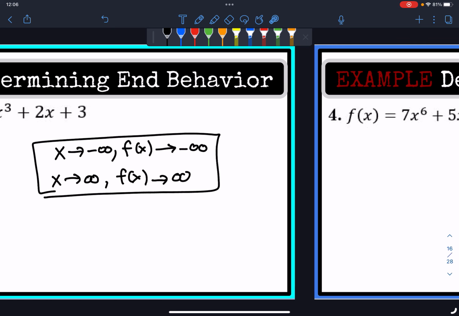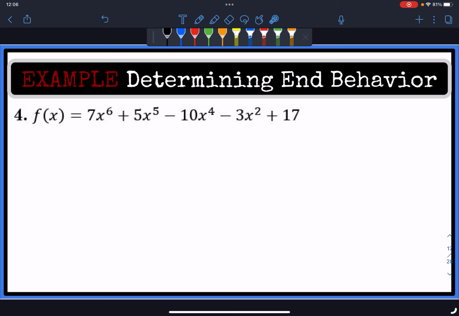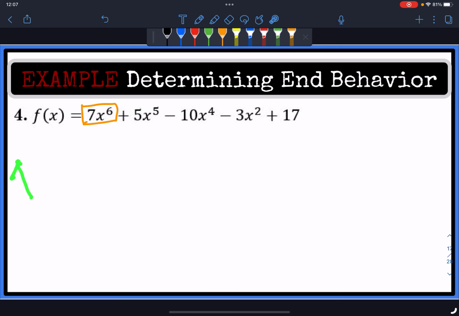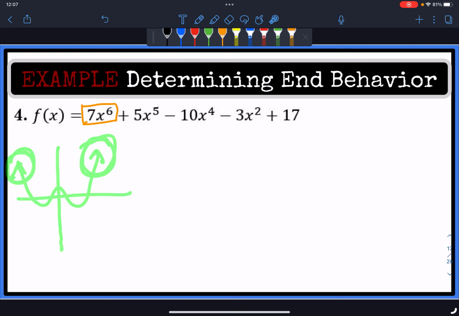Now let's look at the last example. For this example, this polynomial function is going to behave like the power function 7x to the 6th power. All of these other terms simply make the polynomial curve in between. But overall, the left end and the right end are going to be pointing upwards. All these other terms simply make the polynomial curve up and down, intersecting the x-axis at various places. But what we're focusing on is the left and right end. Where are they going to be pointing?